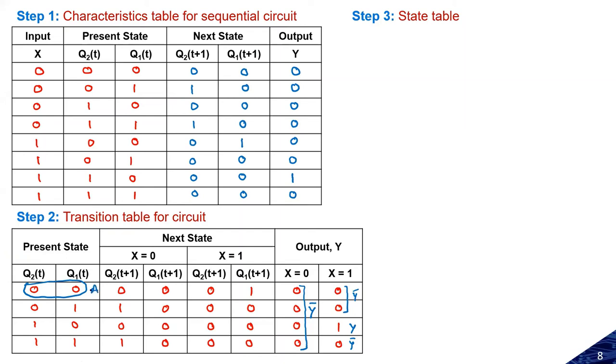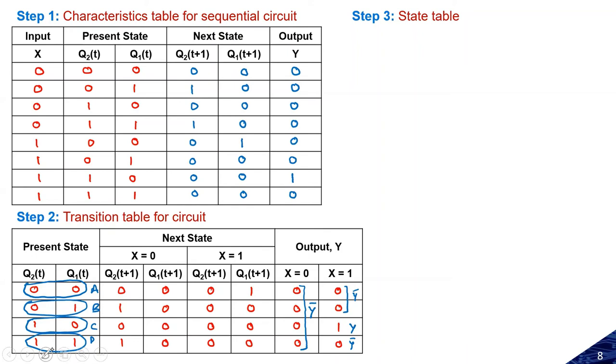Let us consider it is A. 0, 1, let us consider it is B. 1, 0, let us consider it is C. And 1, 1, let us consider it is D. So these all are the symbols that I need to consider. If I have considered something like this, I need to replicate it in terms of the state table.